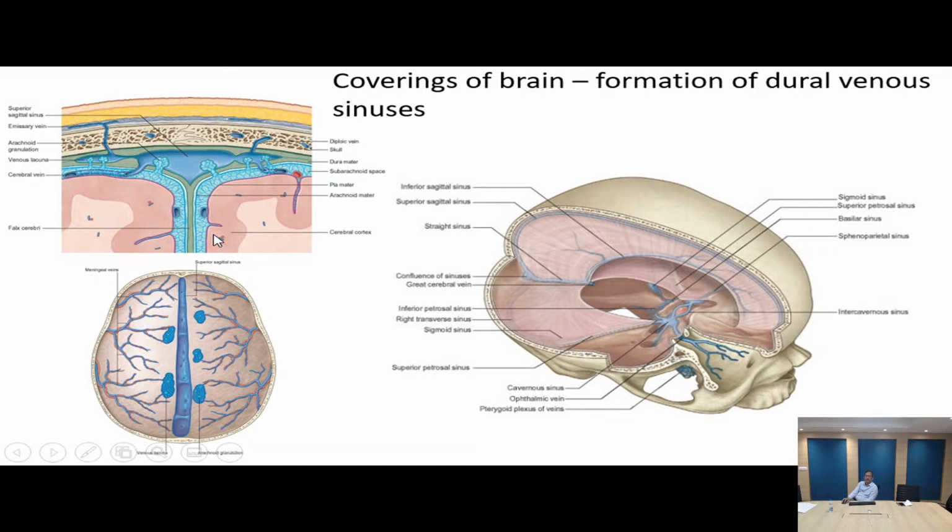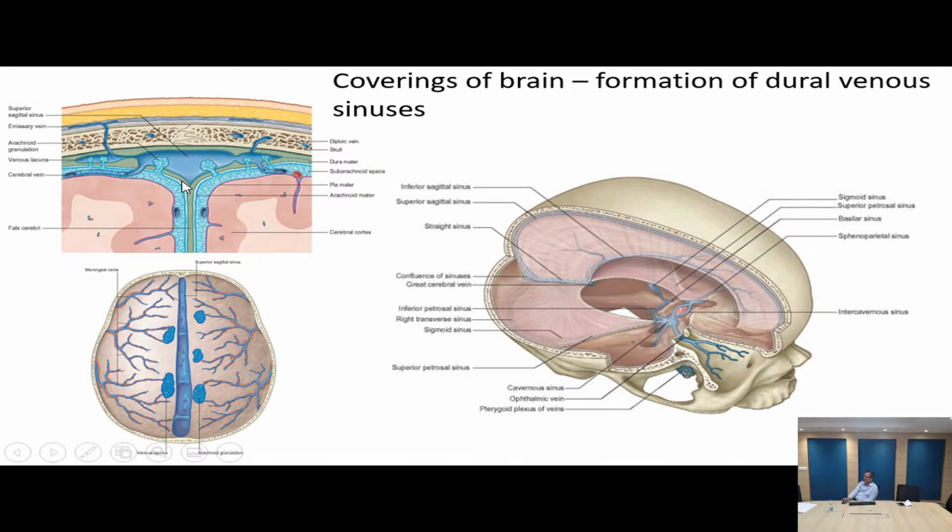Now here I will show you the different layers, the coverings of the brain. If you look over here, this is the brain. Closest to the brain is the pia mater. Then this is the arachnoid mater, and still outside is the dura mater. When we look at the dura mater covering the brain, we see that it has two layers. One is the endosteal layer, which is lining the skull bones. This is the endosteal layer, and this is the meningeal layer.